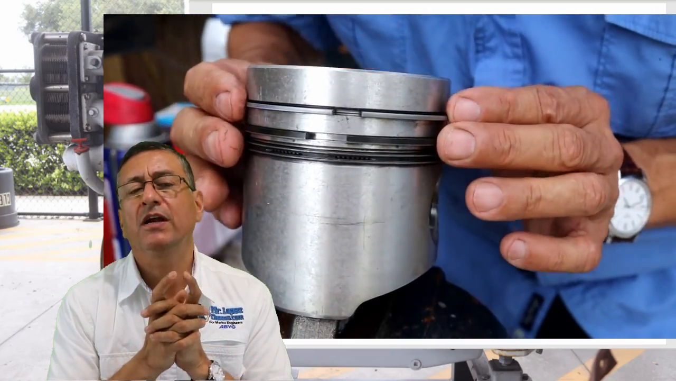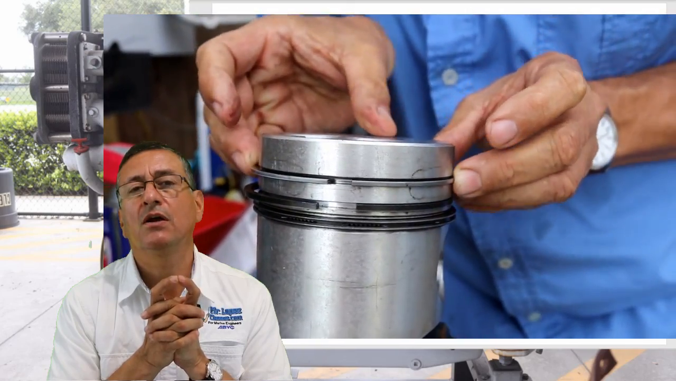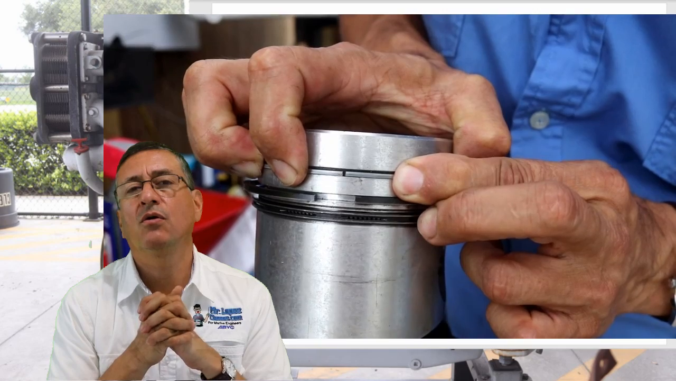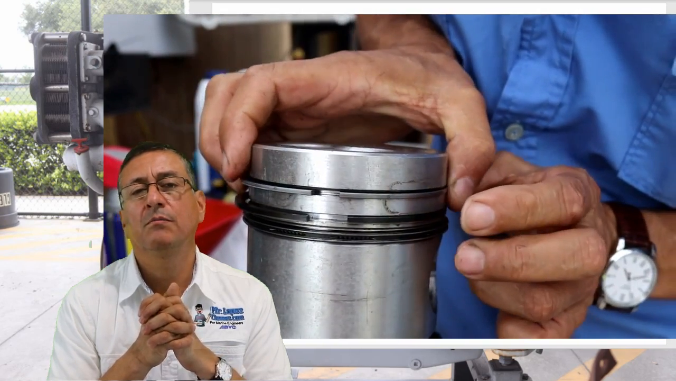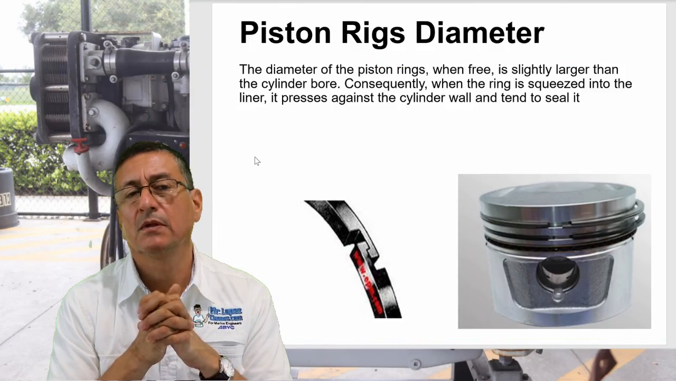At the end, with your finger, you can close the piston ring to verify that it closes properly, and you do the same procedure with the other piston rings. This is the procedure to install the piston rings.